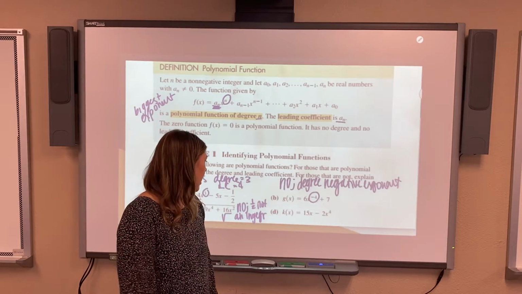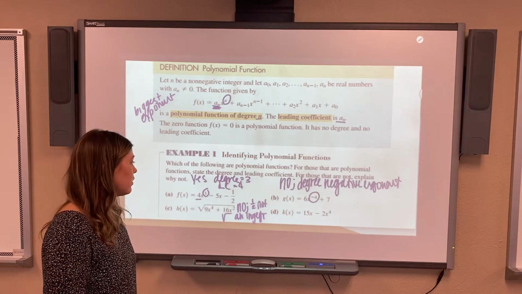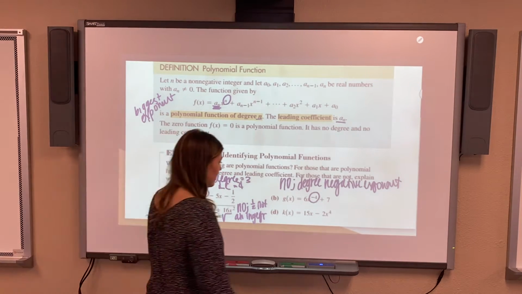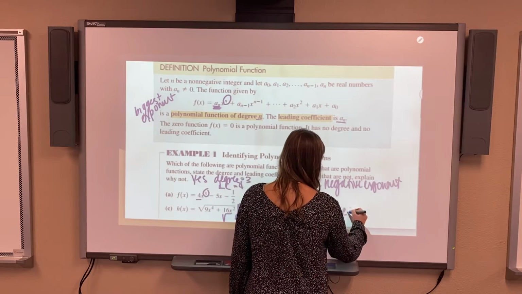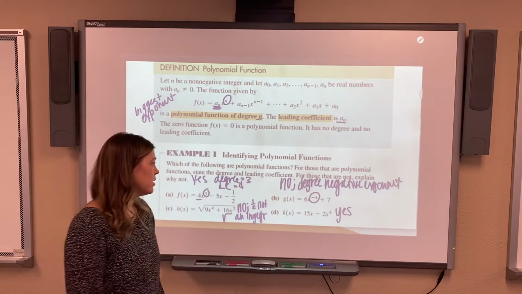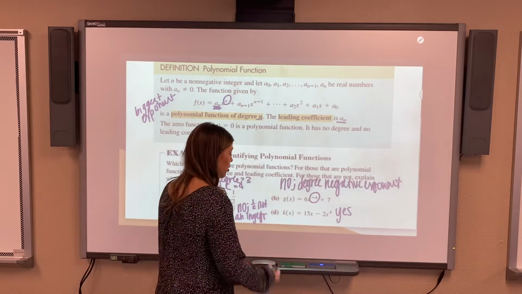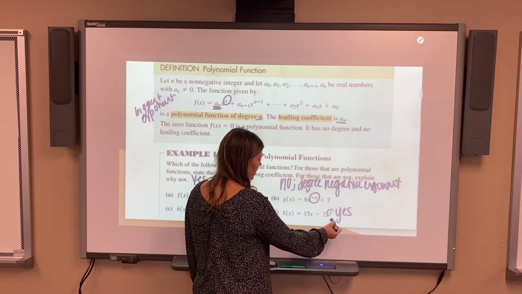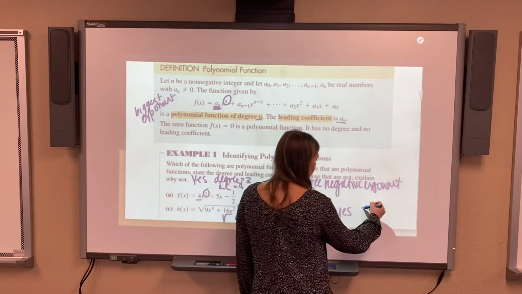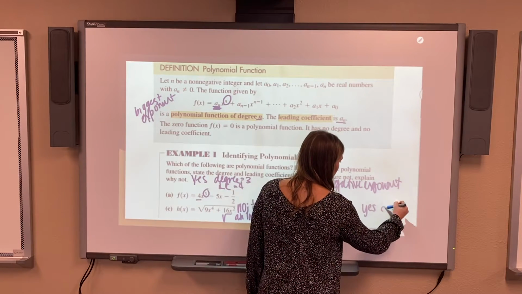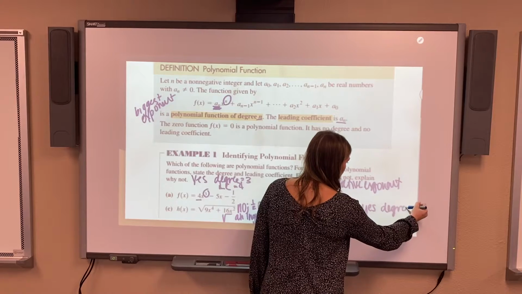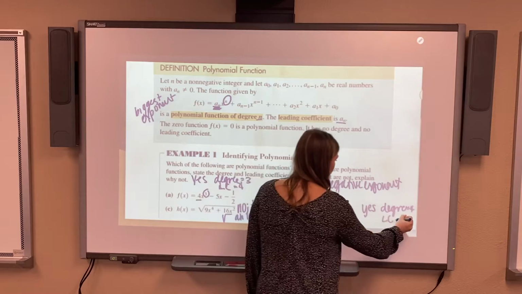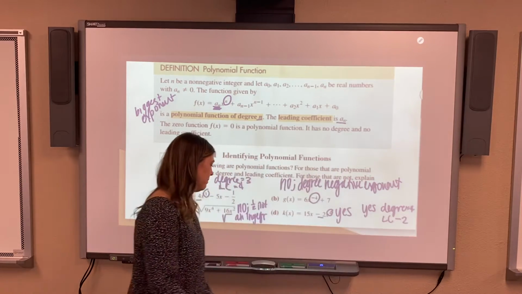D, we have k of x equals 15x minus 2x to the 4th. Yes, all of those are non-negative integers. For the degree, it's not going to be the 15x. It's going to be the one with the highest exponent, which is this 4. So yes, your degree equals 4. And our leading coefficient is the number out front, which is negative 2. Okay, and that's all I have to do.